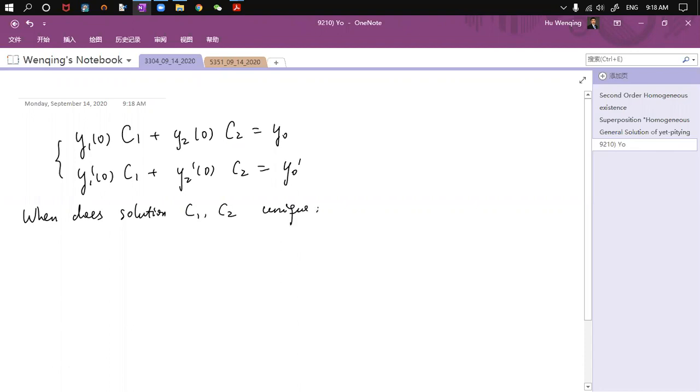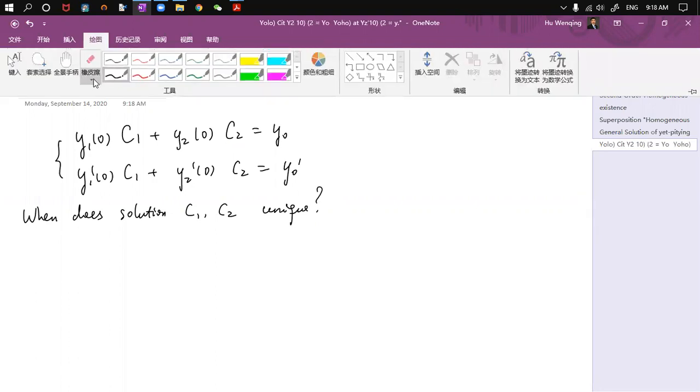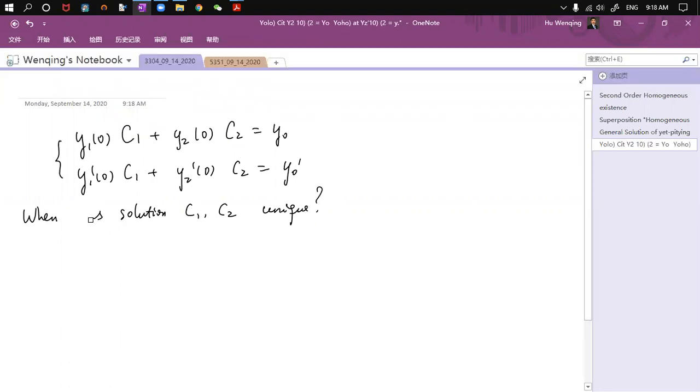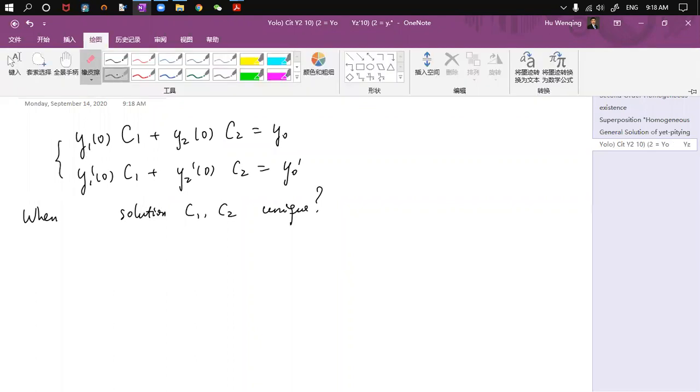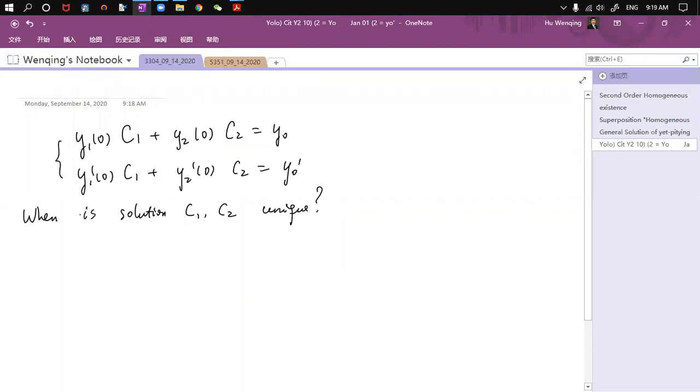So when is the solution C1, C2 unique? That's a problem, because even for a linear system of equations, you might have no solution, or you might have infinitely many solutions. But we want just one particular solution. The problem has to be well posed. When is the problem well posed?